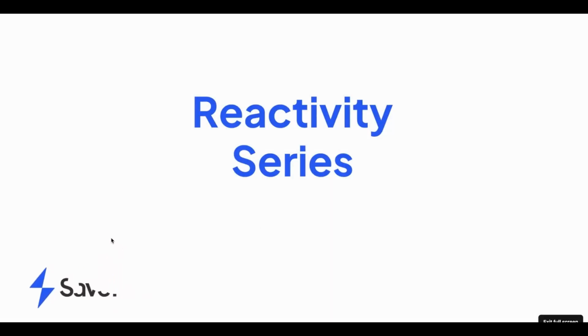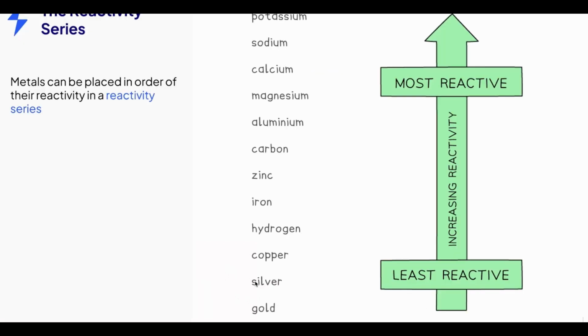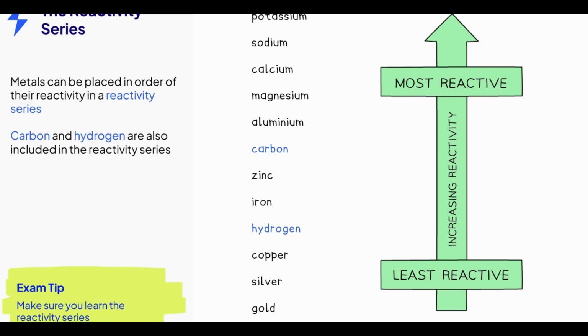This video is about the reactivity series of metals. Metals can be listed in order of their reactivity, and this is known as the reactivity series. Whilst carbon and hydrogen are not metals, they are often shown within the reactivity series as they can be used to extract metals from their compounds. This is not an exhaustive list, as many other metals exist which are not shown here. You need to make sure that you learn the order of the reactivity series.